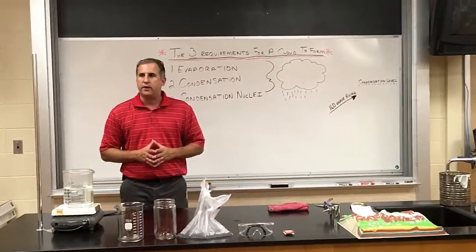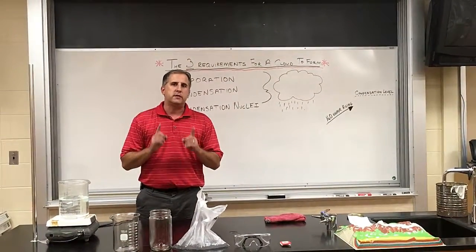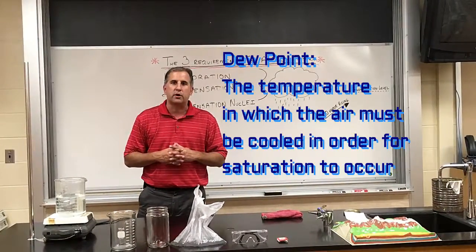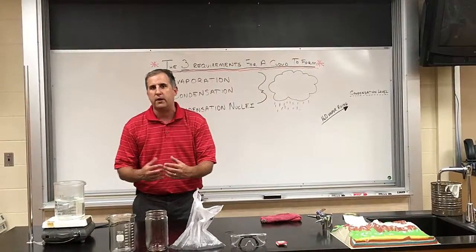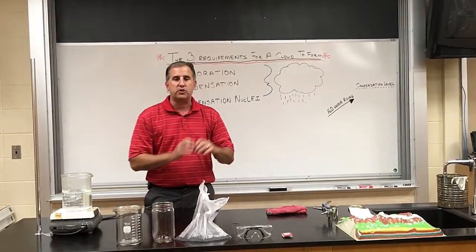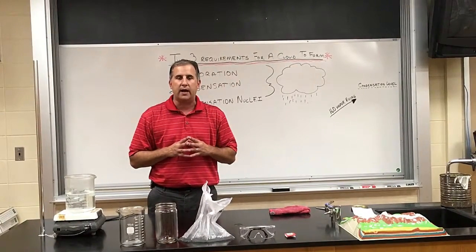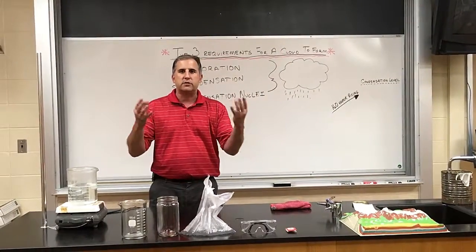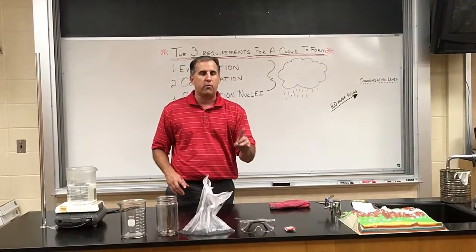Now, what is the dew point? That's another lesson that we'll get into later on, but I want to let you know it's the temperature at which air must be cooled in order for saturation to occur. So once it reaches that condensation level, it is cooled to the point where now the gaseous water vapor can go back to a liquid form. And that's where these tiny water droplets occur in the sky. Most people think when they see a cloud in the sky that it's just little water droplets. And yes, that's true, but there's a third component which is critical.